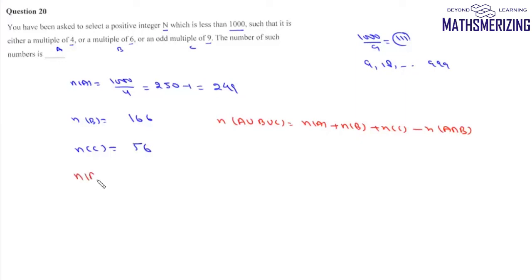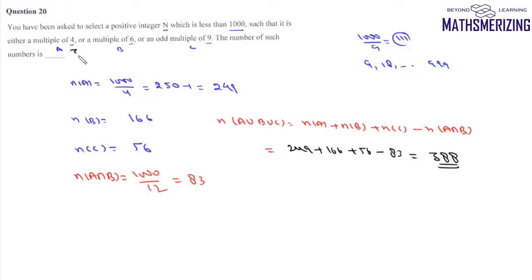So if we find n(A intersection B), it will have all the elements which are divisible by both 4 and 6. So that is, which are divisible by 12. So there'll be 1000 divided by 12, and that is 83 such numbers. So the number of such integers will be 249 plus 166 plus 56 minus 83, and that comes to 388 such numbers. So the answer to this question is 388.